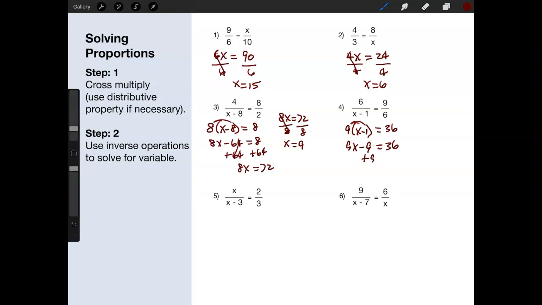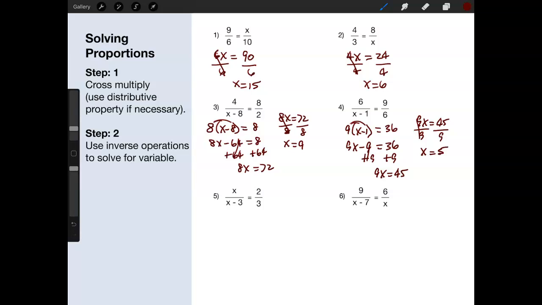Add 9 to both sides. We have 9x equals 45. We divide both sides by 9. And we have x equals 5.